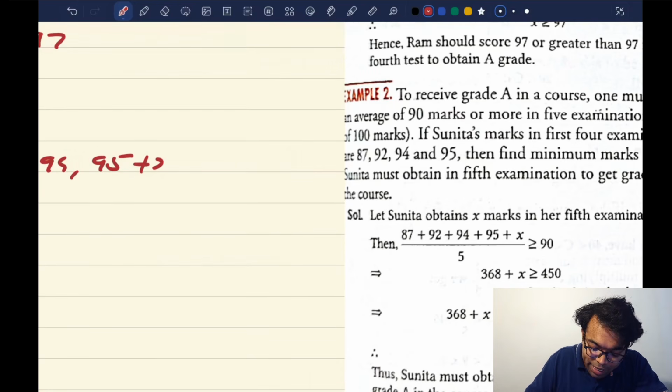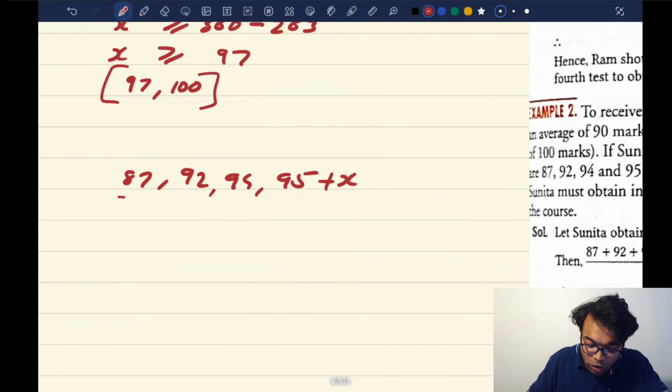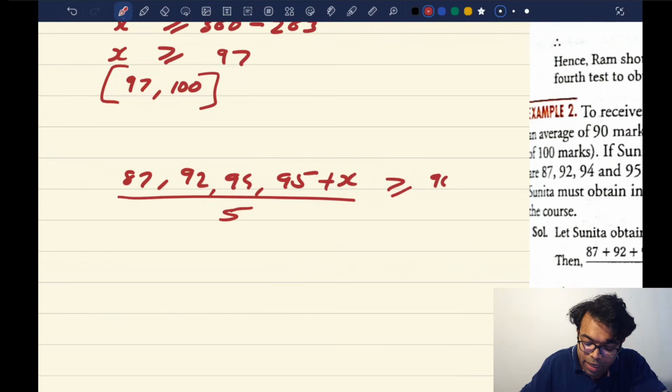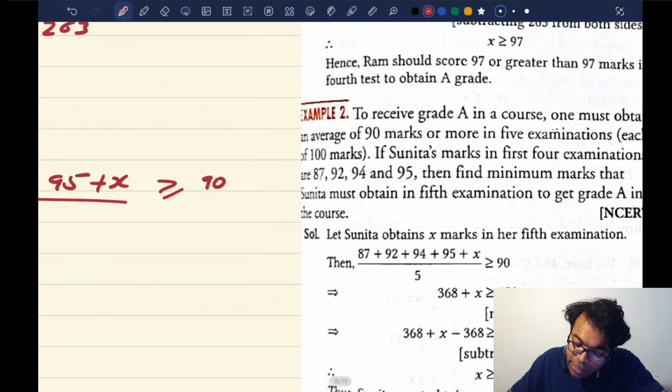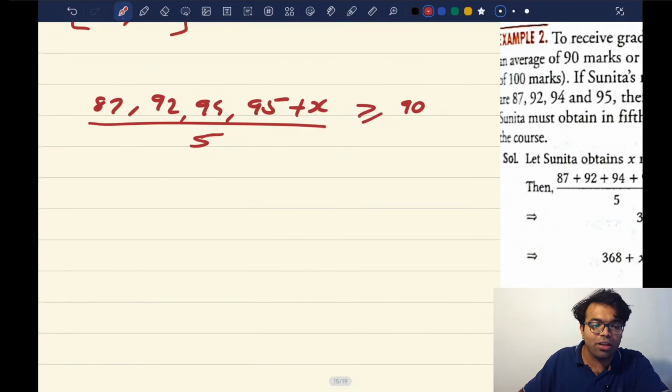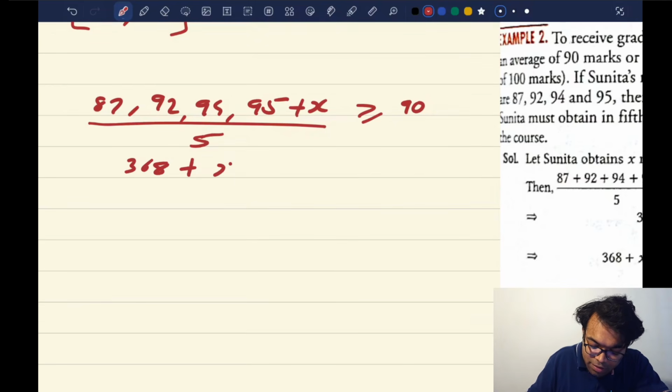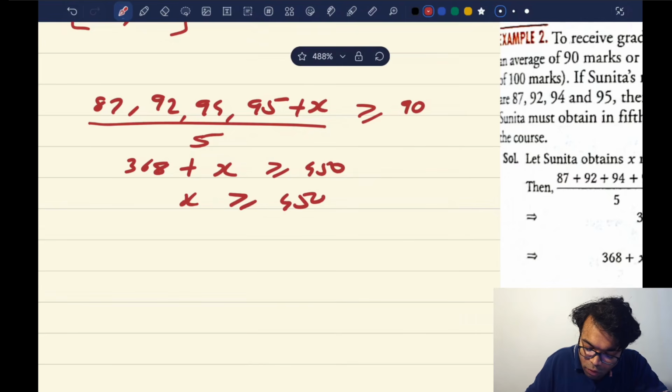So plus x upon 5, we are talking about the average, should be greater than or equal to 90. Must obtain an average of 90 marks or more. So this whole thing adds up to what? 368 plus x should be greater than or equal to 450. x should be greater than or equal to 450 minus 368.